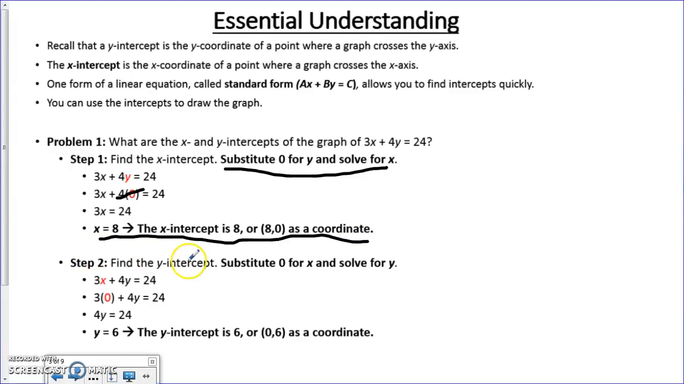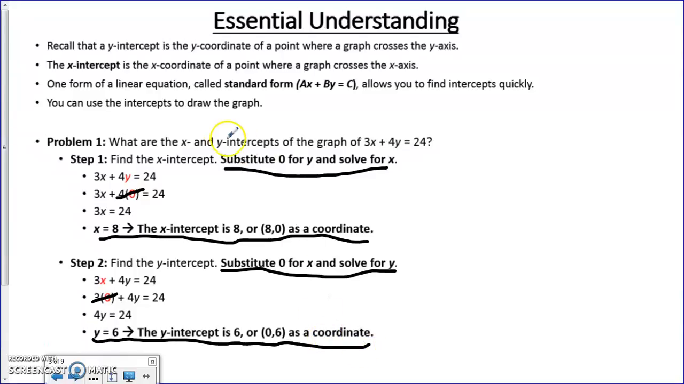Step 2, find the y-intercept. You do the opposite. You substitute 0 for x, and you solve for y. So again, the equation is 3x plus 4y equals 24. Substitute 0 for x, 3 times 0 plus 4y equals 24. 3 times 0 is 0. 4y equals 24. Divide both sides by 4. Y is equal to 6. Therefore, the y-intercept is 6, or (0, 6) as a coordinate.